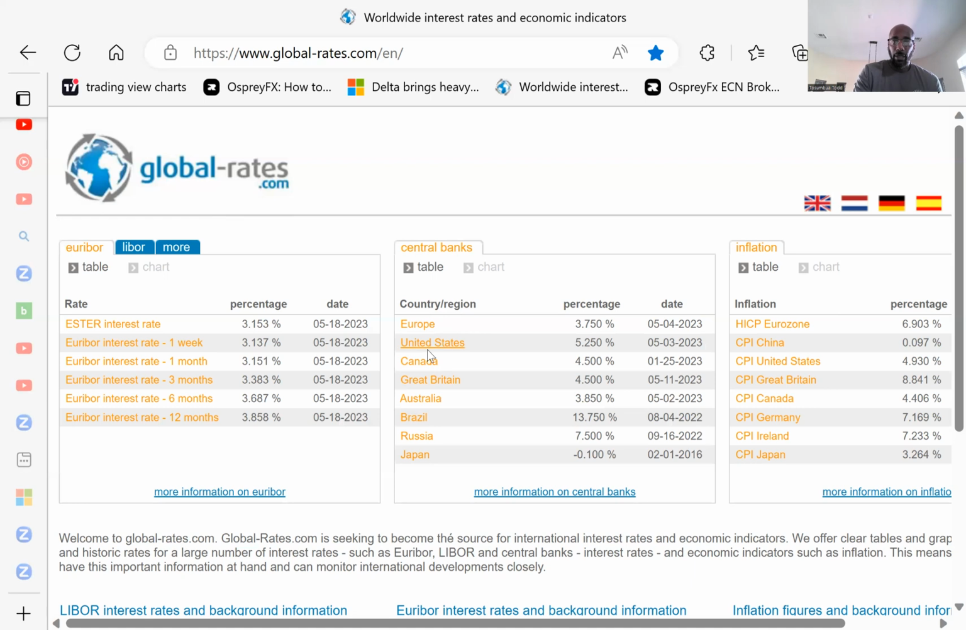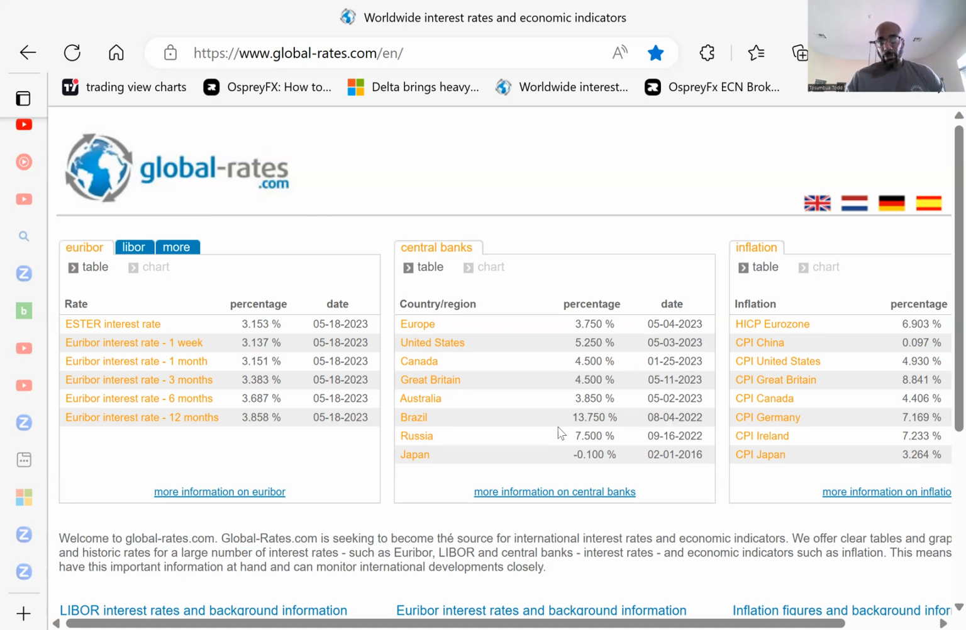So basically, global-rates.com. This gives you a list of all the interest rates, okay? And the dates that they raise the interest rates. So if you notice, the highest rate on here is Brazil, all right? Their currency is not more valuable, but it has a high interest rate. I don't trade this Brazilian currency. I stick with the majors and some of the minors, right?